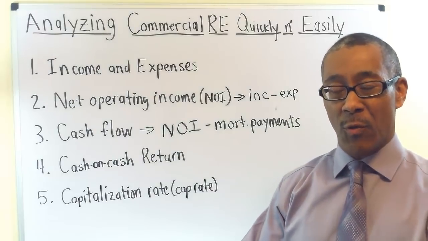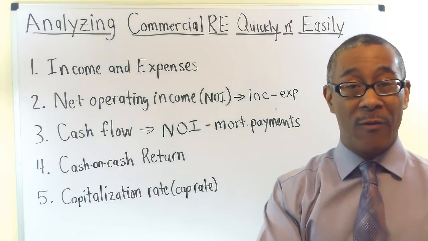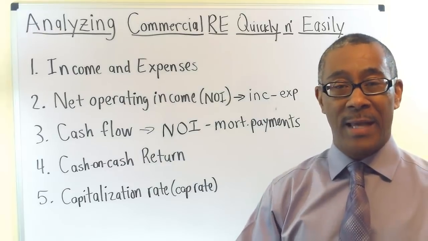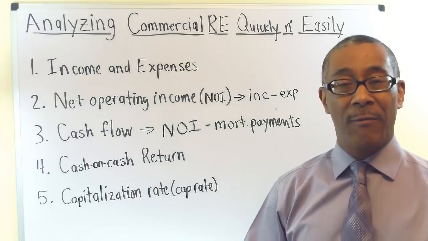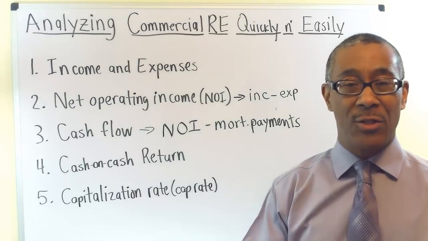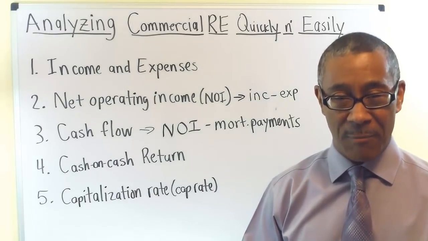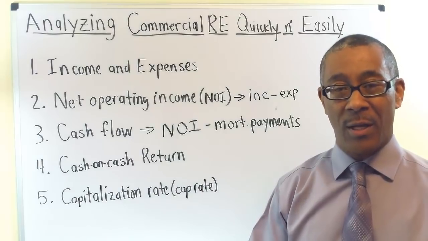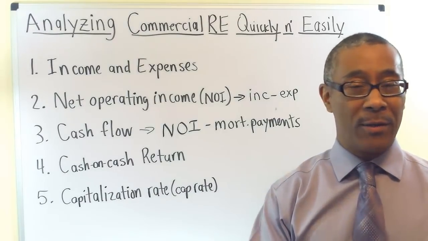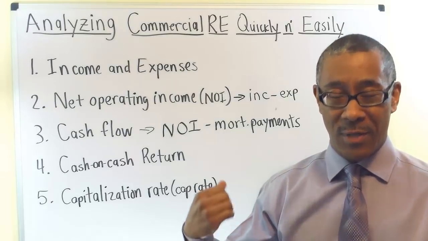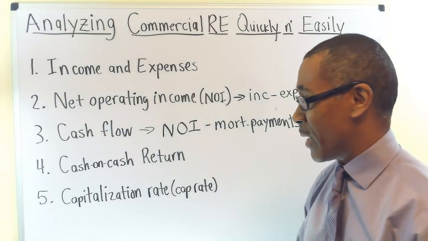Now, if you can invest your $20,000 and get it back within 12 months, 1 year, that's considered a 100% cash on cash return. If you can get the money returned back in 2 years, that's a 50% cash on cash return. 3 years, 33% cash on cash return. 4 years, 25% cash on cash return, and so on. I think you get the picture there.